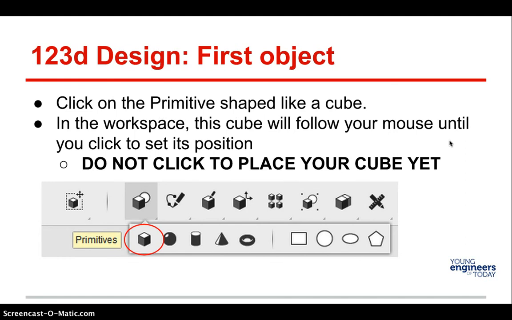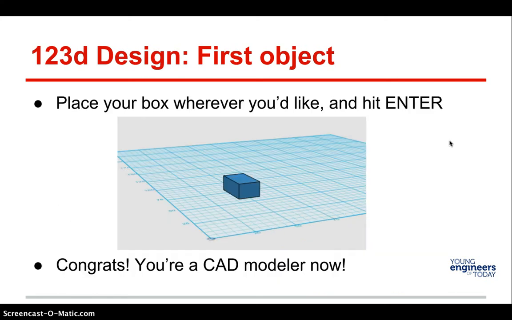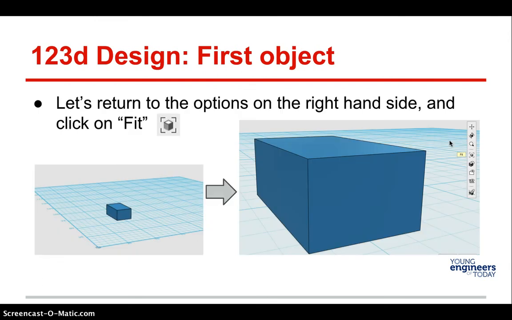Now, click on a primitive shape like a cube. In the workspace, this cube will follow your mouse until you click to set its position. Don't click to place your cube yet. You can set the dimensions on your cube before you set it down. Change these, for example, and you can see this. Now, place your box wherever you'd like and hit enter. Now, let's go back to the side view, fit, like we talked about.